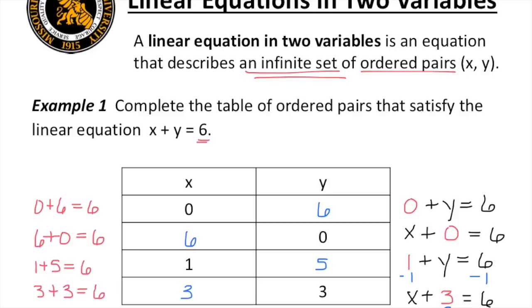Now, our table only has 4 ordered pairs in the table, but keep in mind that this linear equation in 2 variables describes an infinite set of ordered pairs. That is, there are many pairs of numbers whose sum equals 6.